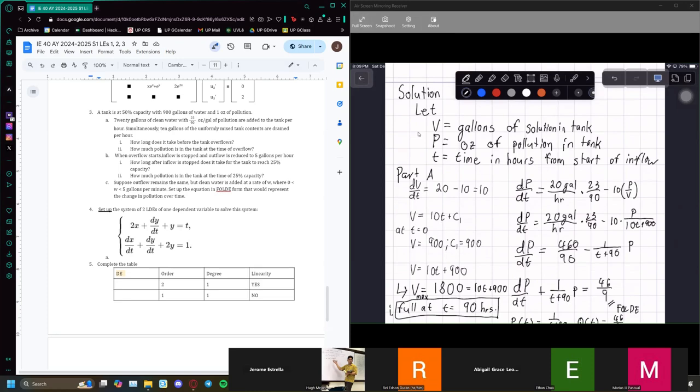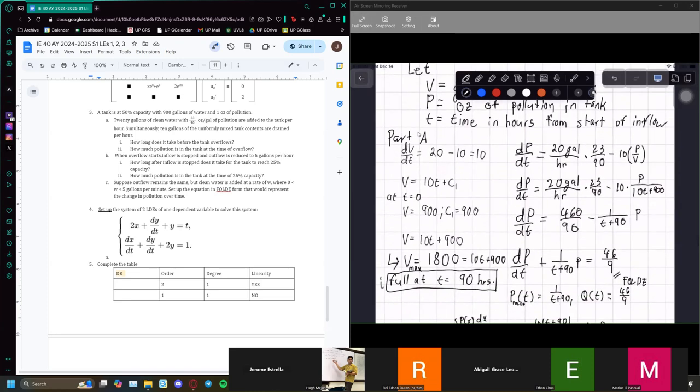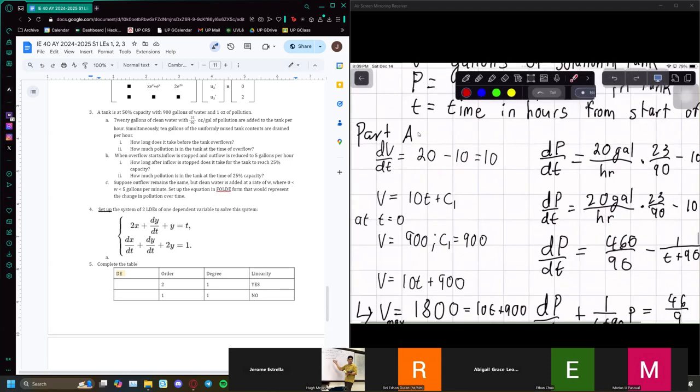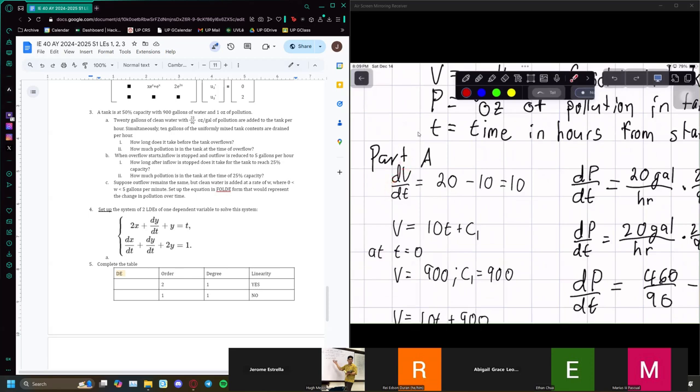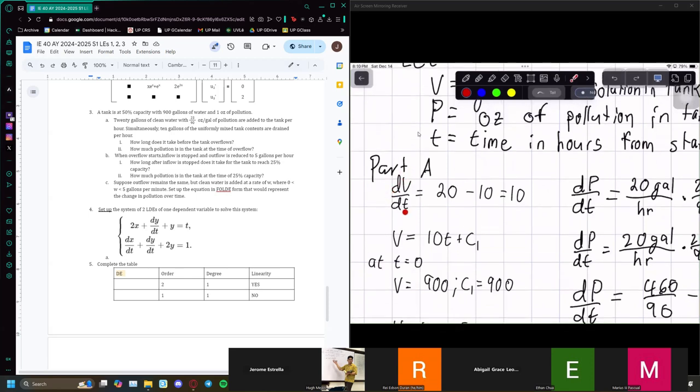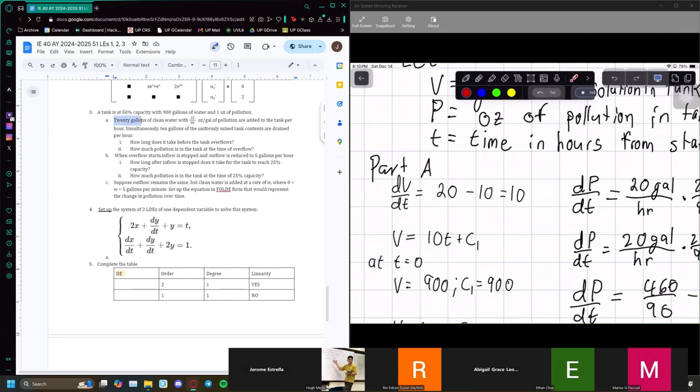Anyway, so since it's about the overall volume, we start first by writing out our dV over dt. So that's the rate of change of the volume. And then why I'm saying it's usually easier is yung given here, 20 gallons of water are added to the tank per hour. Then 10 gallons of the mixture are drained per hour.